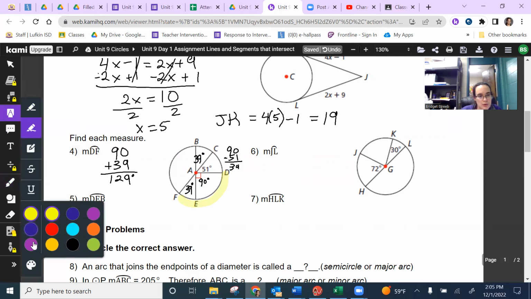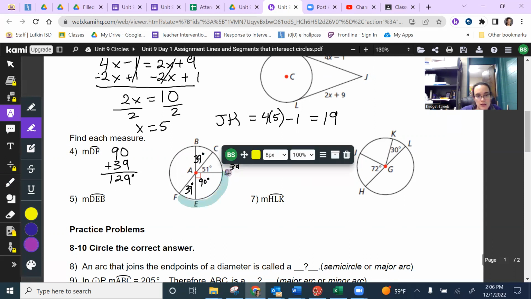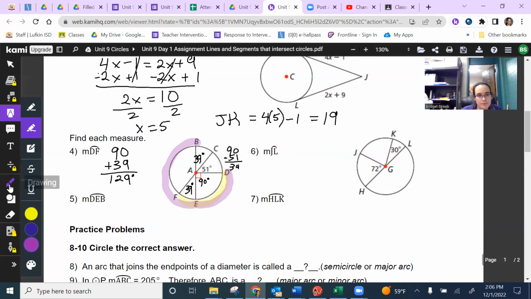The next one we are looking for is the measure of arc DEB. Three letters tells me it's either a semicircle or a major arc, meaning greater than 180 degrees. So from D to E to B. So indeed E is 90. E all the way around to B is 180. So 180 plus 90 is 270 degrees.